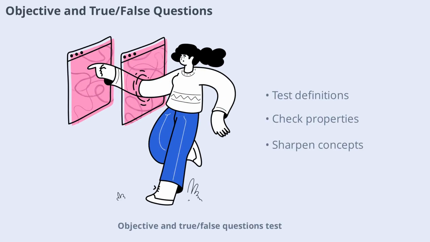Objective and true-false questions test your understanding of definitions and properties. For example, does (5, 2) belong to R = {(x, y) : y = x - 5}, or is A × B = B × A? Practice these to sharpen your conceptual clarity.